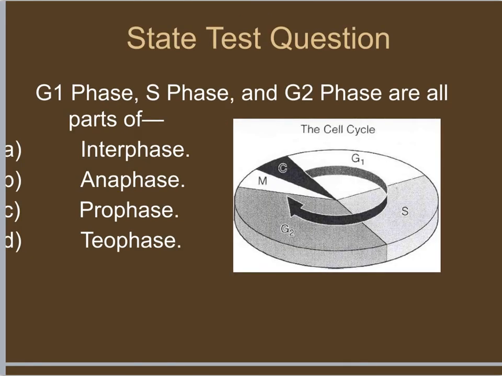So G1, S, and G2 are all parts of what? Here's a cell cycle. We've got G1, S, G2. Then you've got mitosis, cytokinesis. So what are G1, S, and G2 all parts of? Hopefully you picked interphase, because those are the 3 phases of interphase.